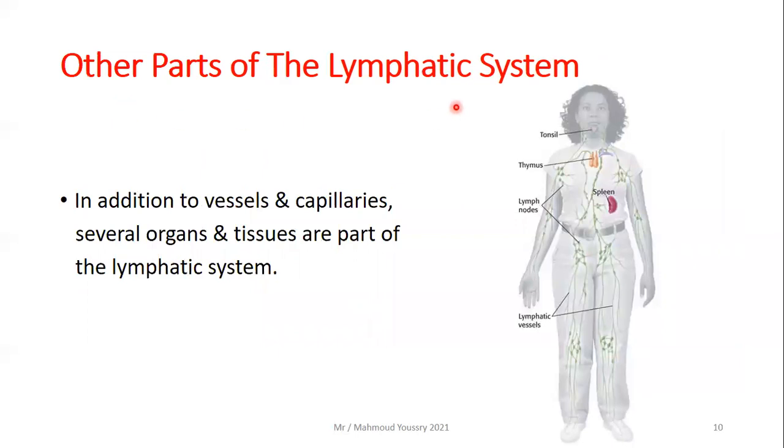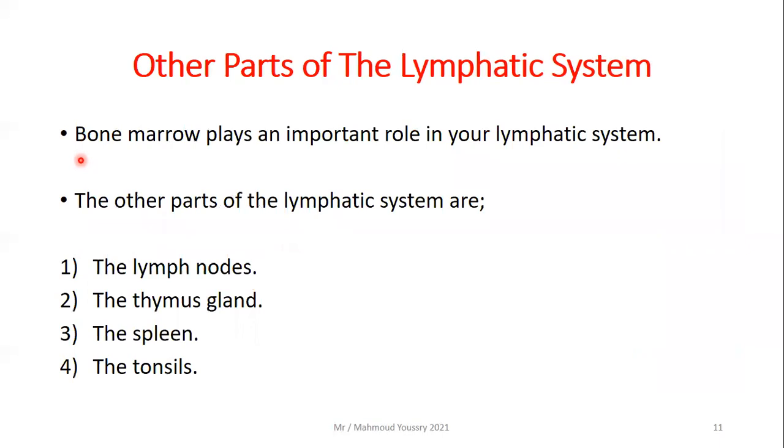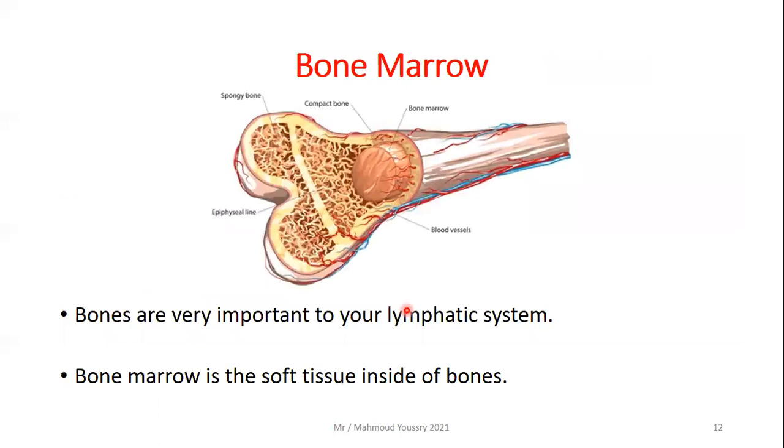Other parts of the lymphatic system. In addition to vessels and capillaries, several organs and tissues are part of the lymphatic system. As you can see, the tonsils, the thymus, lymph nodes, the spleen, also the lymphatic vessels. Actually, bone marrow plays an important role in your lymphatic system, and we will study this later. The other parts of the lymphatic system are the lymph nodes, then the thymus gland, spleen, and the tonsils. So let's talk first about the bone marrow.